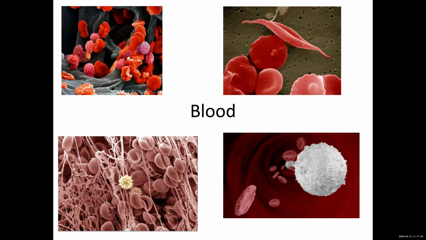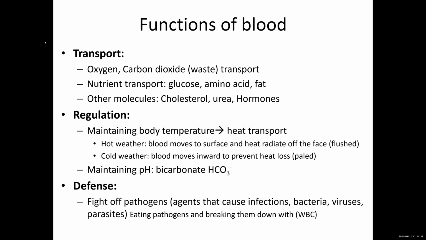This is an introductory human anatomy and physiology class, and today's lecture is about blood. So let's go ahead and begin. We'll talk about the function of blood first. First is transportation. Your blood transports oxygen and carbon dioxide, which is considered a waste product.